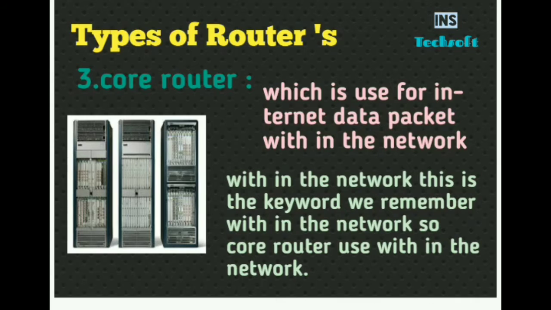Coming to the core router, which may be wired or wireless, it is any type of router which is used for internet data packets within the network. Within the network, this is the keyword we remember: within the network. So the core router is used within the network.